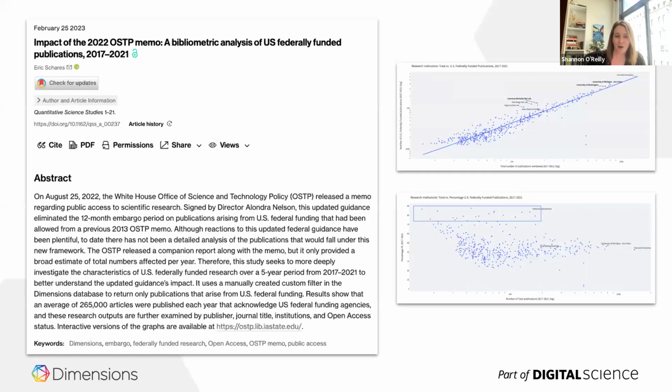Luckily for you, we have Eric with us today, where he'll be walking us through his bibliometric analysis of US federally funded publications from 2017 to 2022. Eric realized there hadn't been a detailed analysis of the publications that would fall under the new Nelson Memo framework. The OSTP released a companion report along with the memo, but only provided a broad estimate of total numbers of publications affected per year. To truly understand the memo's impact, there needed to be more data, more research.